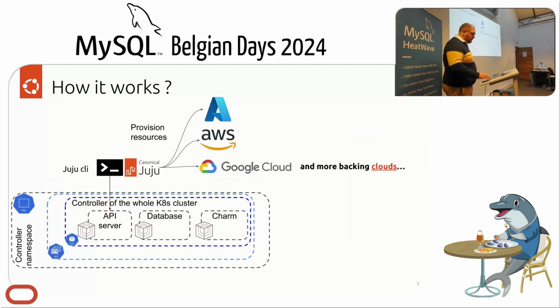So how it works, we'll go into a bit more detail. Okay, I'm not going into the details of Juju, you can look at it yourself, but you can see it basically as an alternative to Ansible or Terraform that will provision the resources on the cloud of your choice. You will talk to the API of those clouds and will provision the resources that you wish to use.